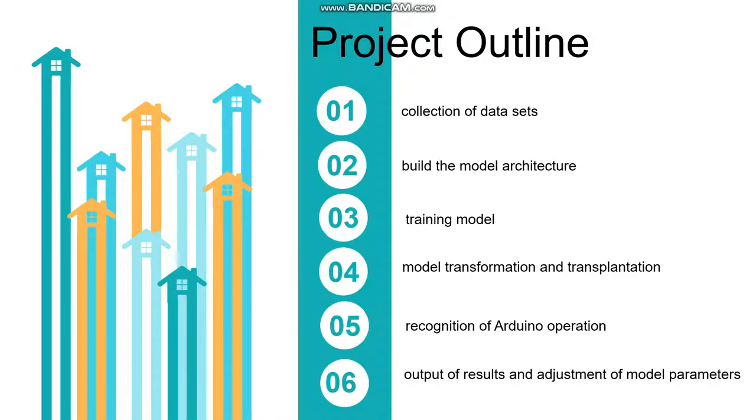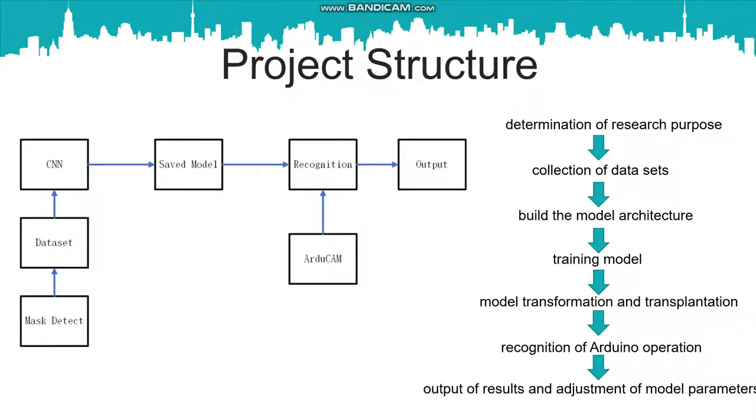So this is my project outline, and this is my project structure. The basic research process is divided into determining the research purpose, collection of the dataset, building the model architecture and training the model, model transformation and transplantation, recognition on Arduino, operation and output of results, and adjustment of model parameters.